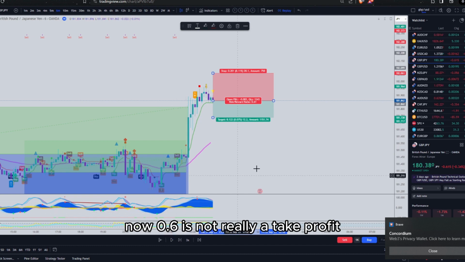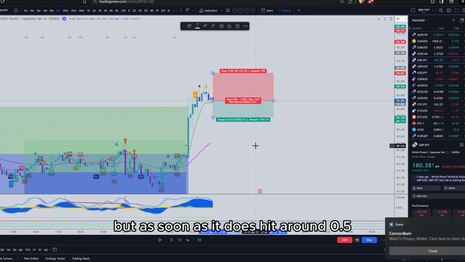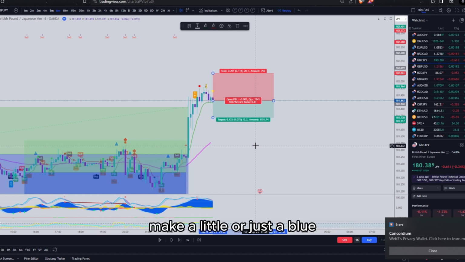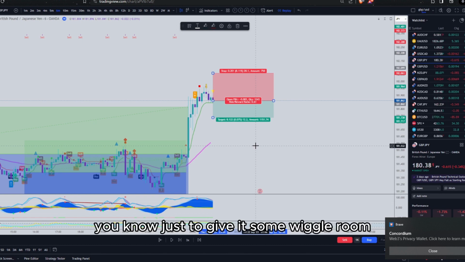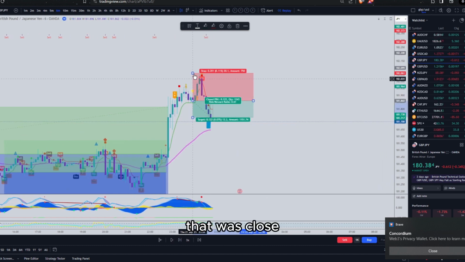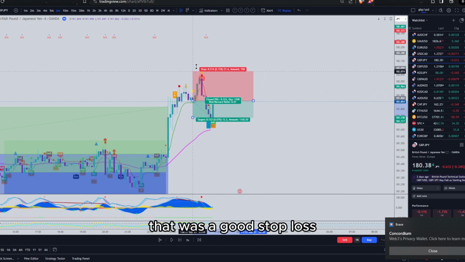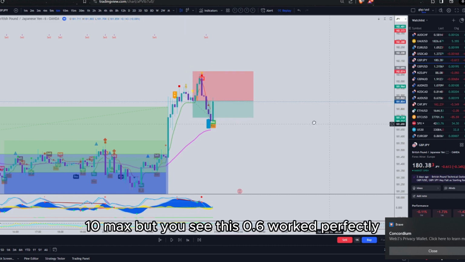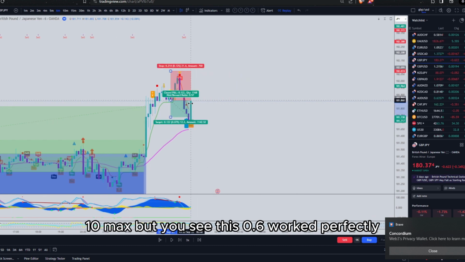Now, 0.6 is not really a take profit. We don't really put take profits, but as soon as it does hit around 0.5, 0.6, sometimes rarely even less, we're going to move our stop loss to break even, or just make a little, or if it does lose, it's going to lose a very small amount, just to give it some wiggle room in case it corrects itself out. So that 0.6, oof, that was close. You see? Wow, that was a good stop loss. Even bigger would have been good. Our stop loss is usually 5 pips, 5 to 7 pips, 10 max. But you see, this 0.6 worked perfectly.